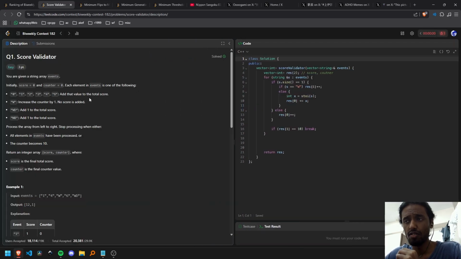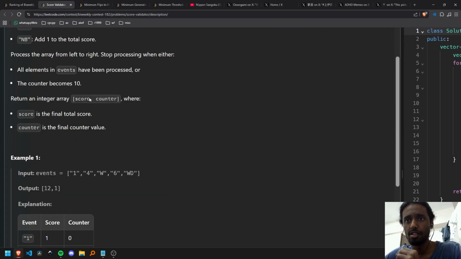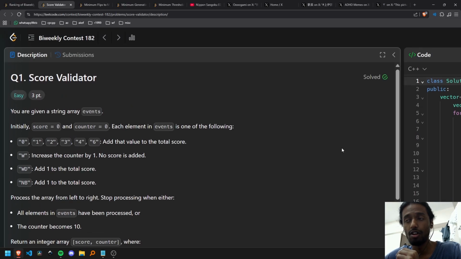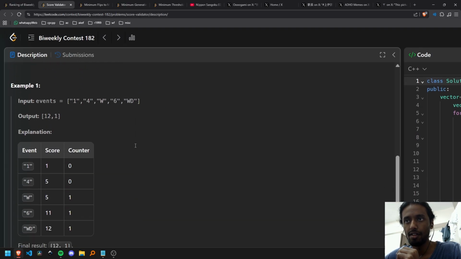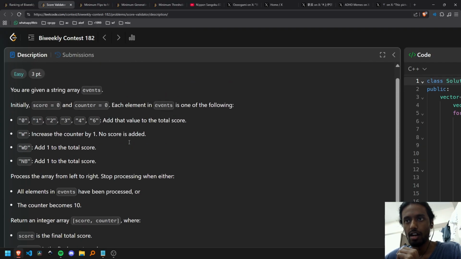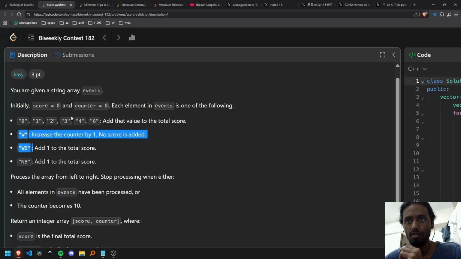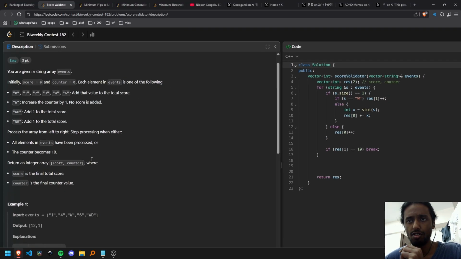All right, so Q1 was basically a straightforward implementation problem. You had to do what the problem just said. Basically, we had a score and a counter, and we were given events which were strings. Based on some input, we had to do the output. If the input were any of these, we add that to the score. If it were W, we increase the counter by one, and else for both W, D, and NB, we add one to the total score, and either when all events have been processed or when the counter becomes 10, we return this array.